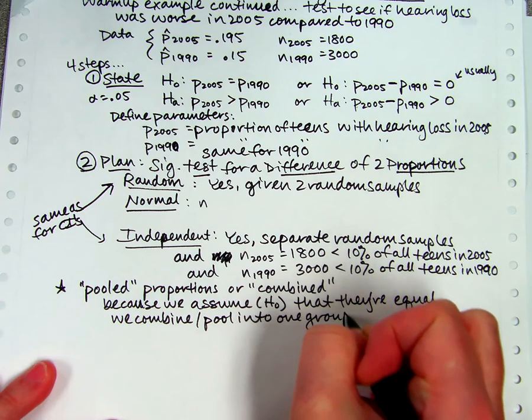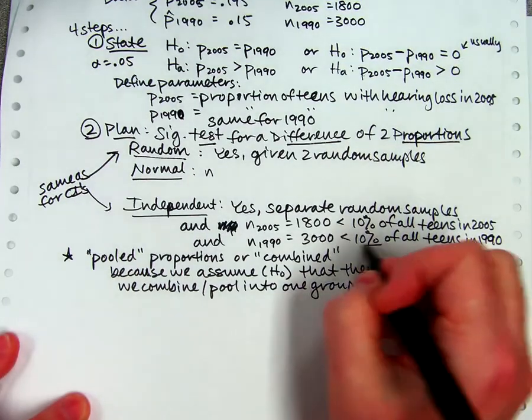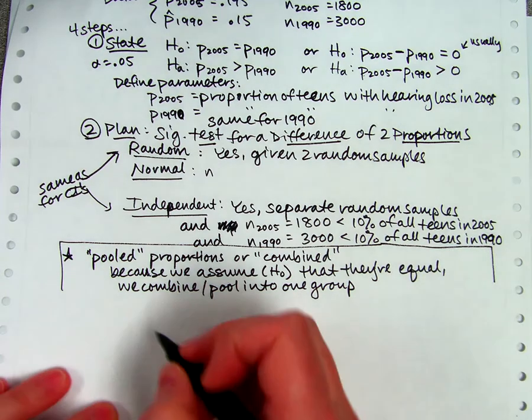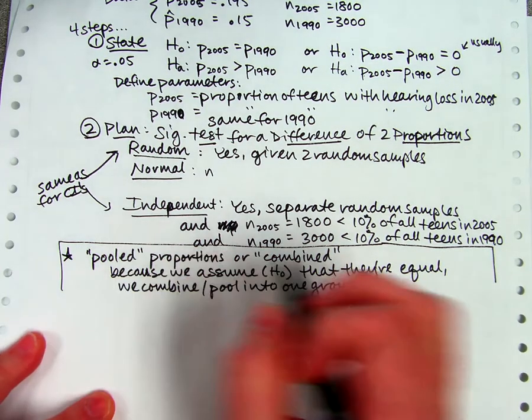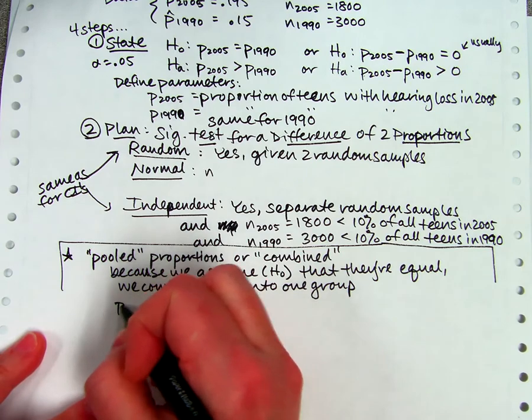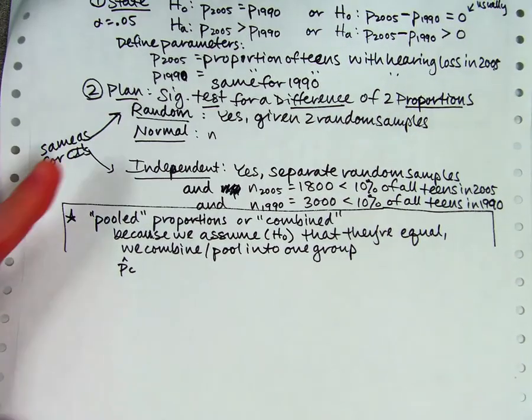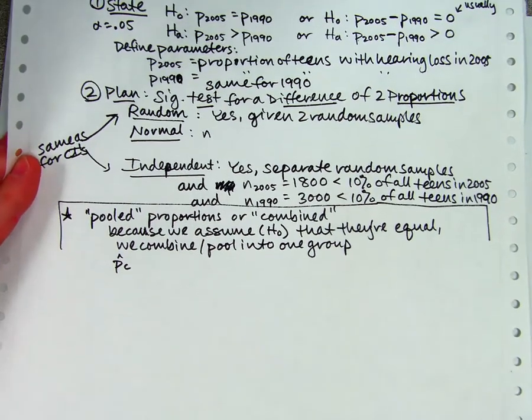And so what we do with that, I'm going to actually put a box around this, I think, because it's so important that I want it to stand out in your notes. The box is not quite ended yet, but we're going to do p c hat. pc stands for combined. I guess we didn't want to call it pp, right? That would be too silly.